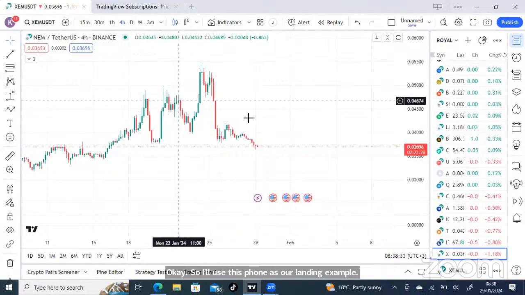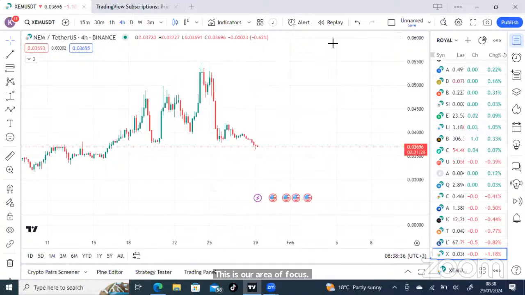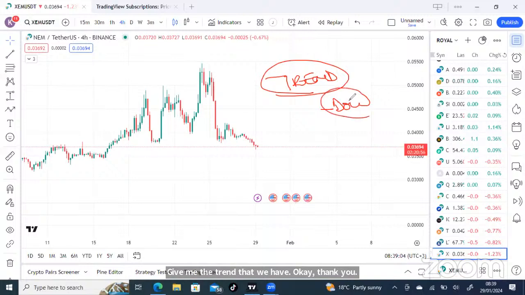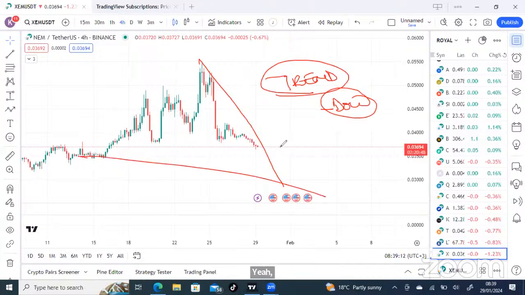Give me one in the chat if you can see this coin. And the following are key. What is the trend of the market? What is the trend, guys? What is the trend you see here? Give me the name of the trend. Okay, thank you. One. So we have a downward trend. And I believe what we are going to be able to draw is what we call a descending, a descending triangle.